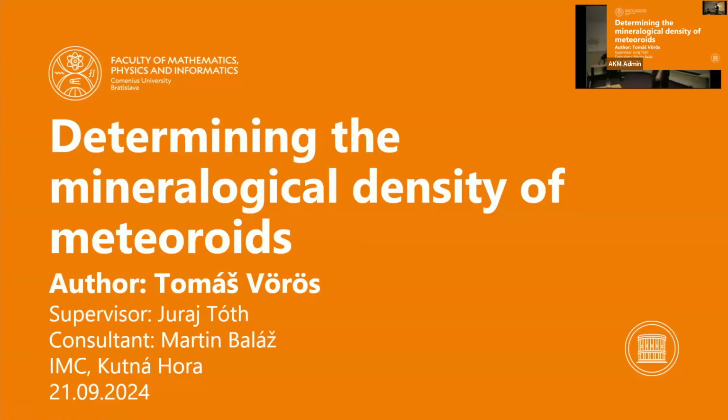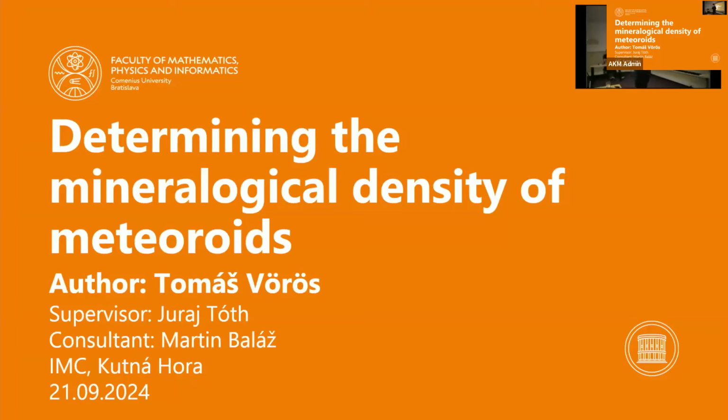We can define density of meteoroids in two ways. First, we have bulk density, that is simply the mass of the meteoroid divided by its volume, simple. Then we have mineralogical density, and that is the mass of the meteoroid divided by the volume only of the material. So this way we define the density of the substance itself, and therefore by definition the bulk density is always lower than mineralogical density.